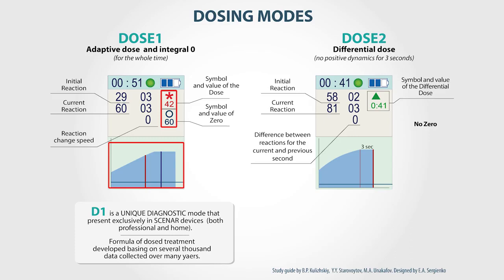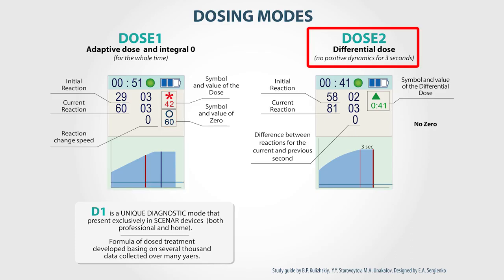After that, we measure the initial reaction in the next point and compare it to the initial reaction of the point we treated until the dose. If the initial reaction of the new point is higher by 4 or more, we also treat it until the dose. And finally, when we obtain 2 dose values, we can compare them. Apply the electrode to the place with the bigger dose value and hold it there until 0.